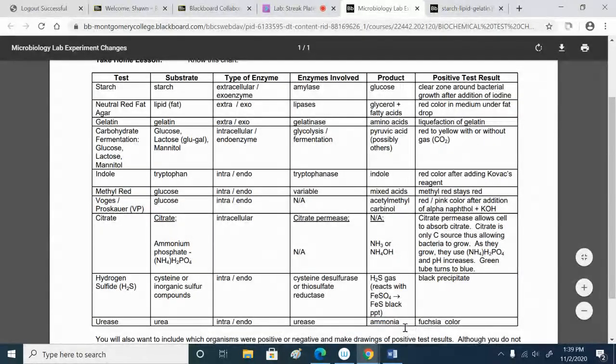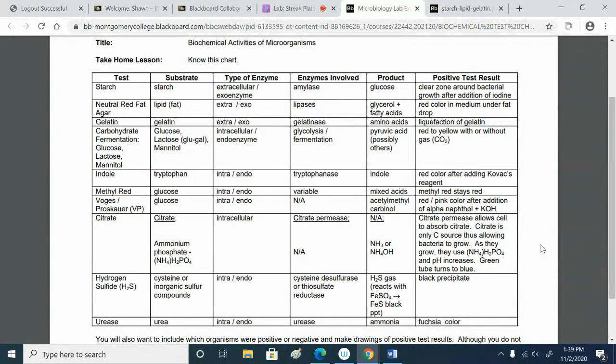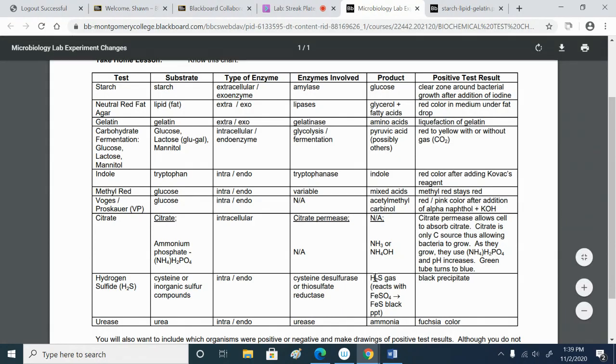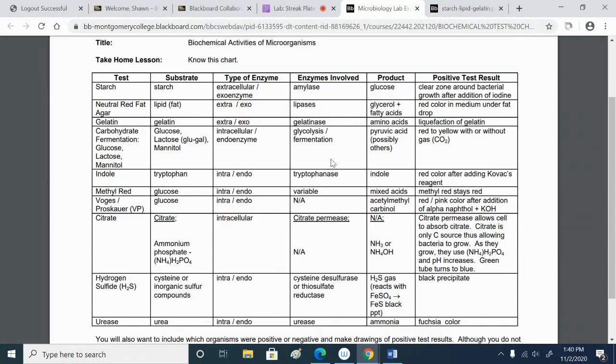So here, the biochemical test chart. It's on the Blackboard page, but it does summarize a lot of the important points. Although one of the other handouts we're going to see in a little bit does an excellent job with a lot of detail about all the biochemical tests. But this is a summary chart that I created that I've been using for at least 20 years. So the first 3 biochemical tests that we're going to talk about are starch, fat, and gelatin hydrolysis.